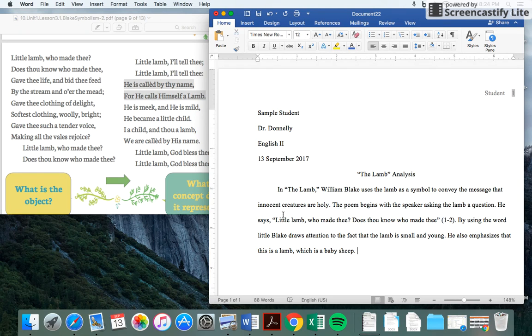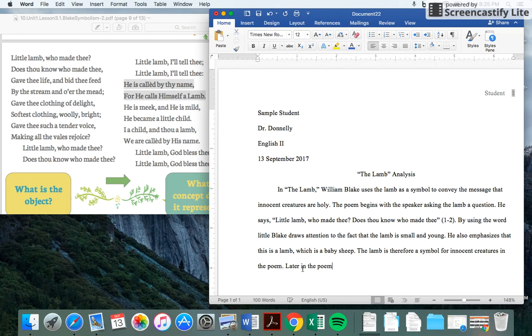So I've already started to develop that idea of innocence. I'm just going to put one more sentence to really drive that home. The lamb is therefore a symbol for innocence or innocent creatures in the poem. Okay, so now I've really established by analyzing the little lamb, right, that we're talking about innocent creatures, right? Now I need to talk about this second part of my message, right, that innocent creatures are holy.